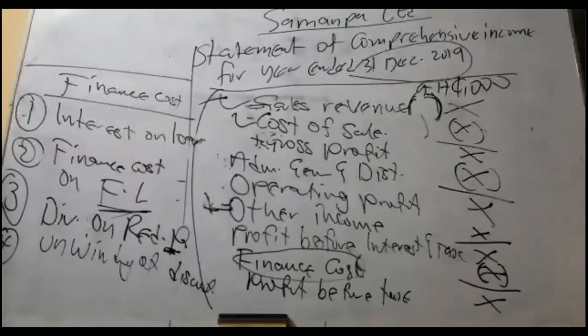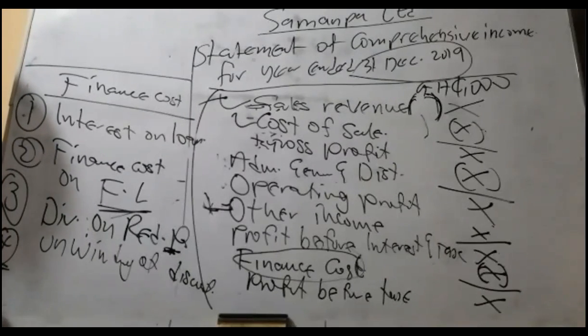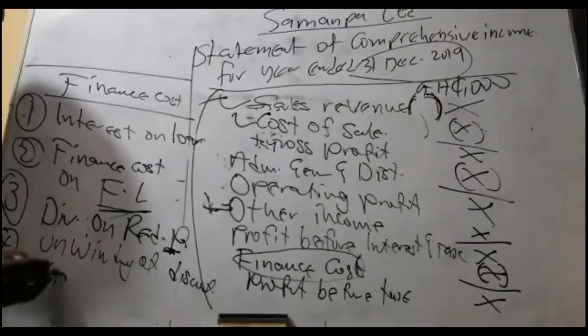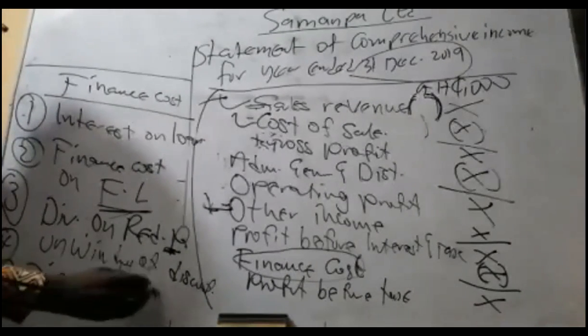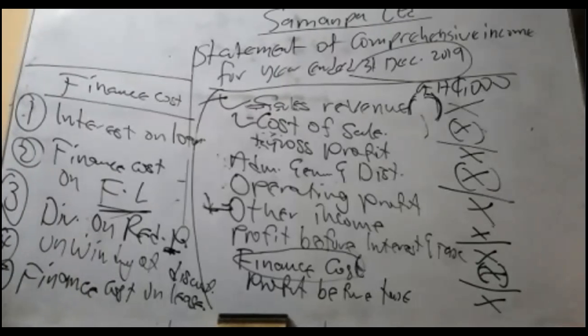It also includes bank interest. Bank interest is finance cost. Good. So those are the examples of finance cost. So basically, that is it. Let me add one to it. The finance costs on leases. Finance cost on lease is also part of finance cost. On lease, IFRS 16 is also an example of finance cost. So basically, these are the examples of finance cost.